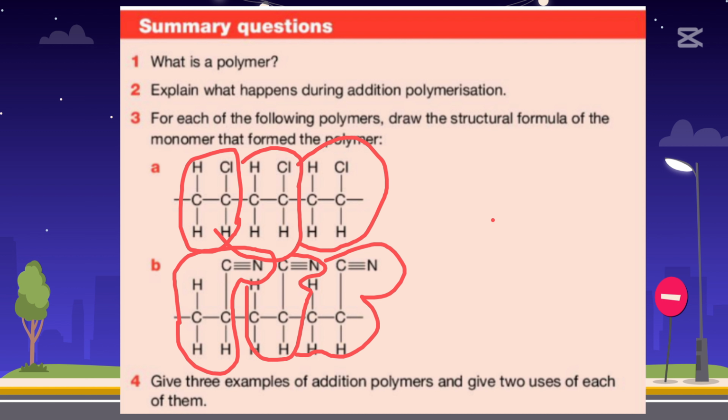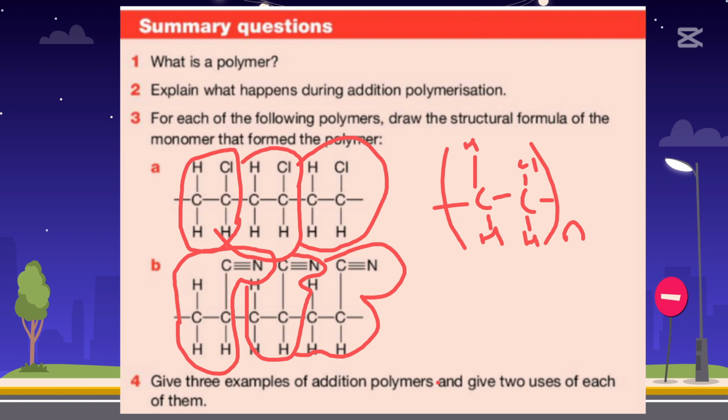Now if you were to draw these monomers, you would simply draw just one single repeating unit: the H, the H, the Cl, the H, put your bonds on the ends, bracket, bracket, and n. That's what they're asking you to do. Draw the structural formula of the monomer. This is what they're asking you to do.